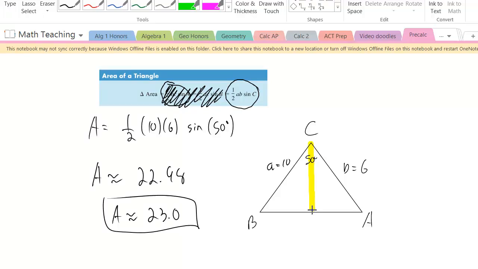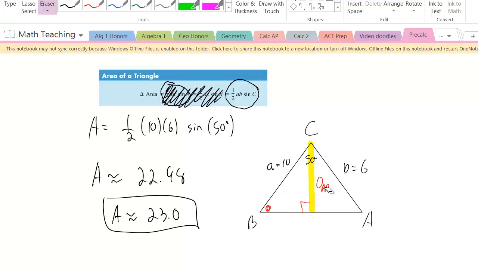This right here, this would be the altitude. Well, how do we figure out that altitude? Well, you could do this. This side would be the opposite side of this angle right here, right? And then that means that here I have the hypotenuse. So that's why it's 1/2 of a side times another side times this angle.